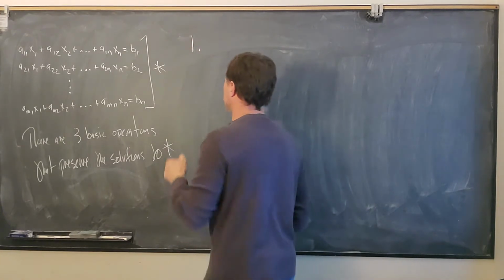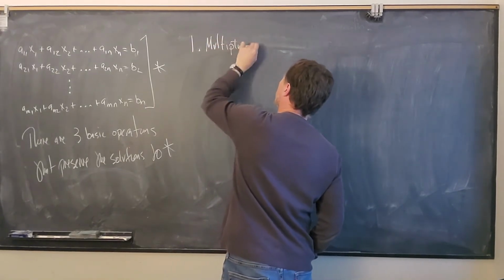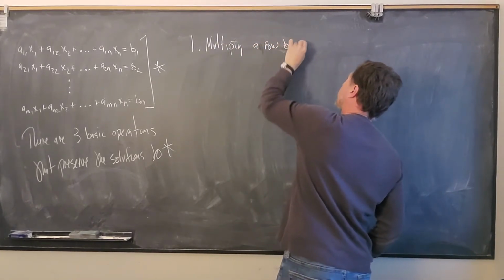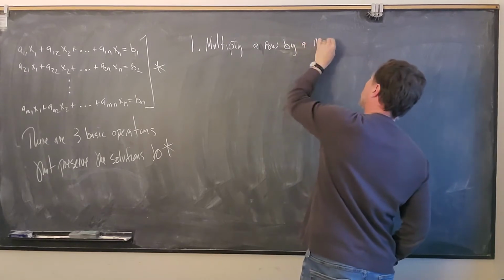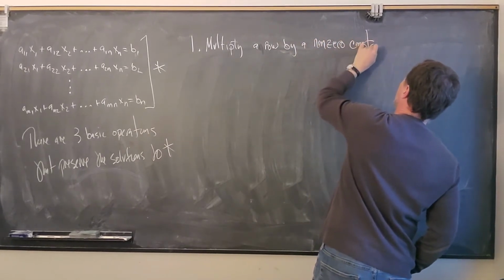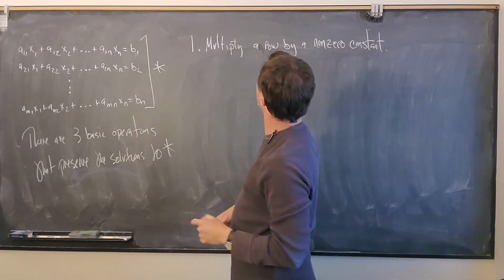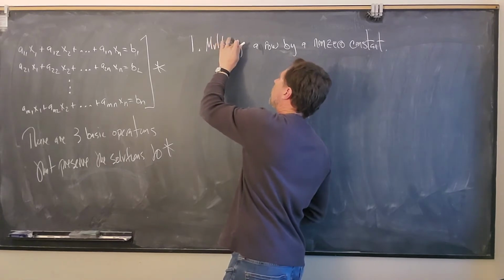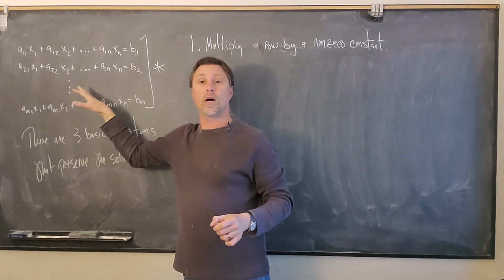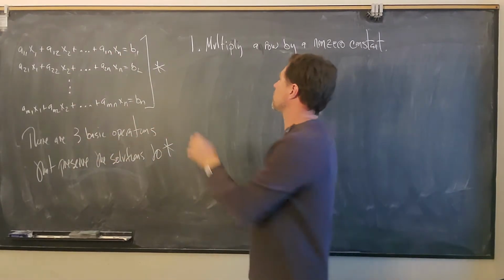So the first operation, multiply a row by a non-zero constant. If you take any row, multiply that row by a non-zero constant, the resulting linear system will have exactly the same solutions. All right, so there's number one.